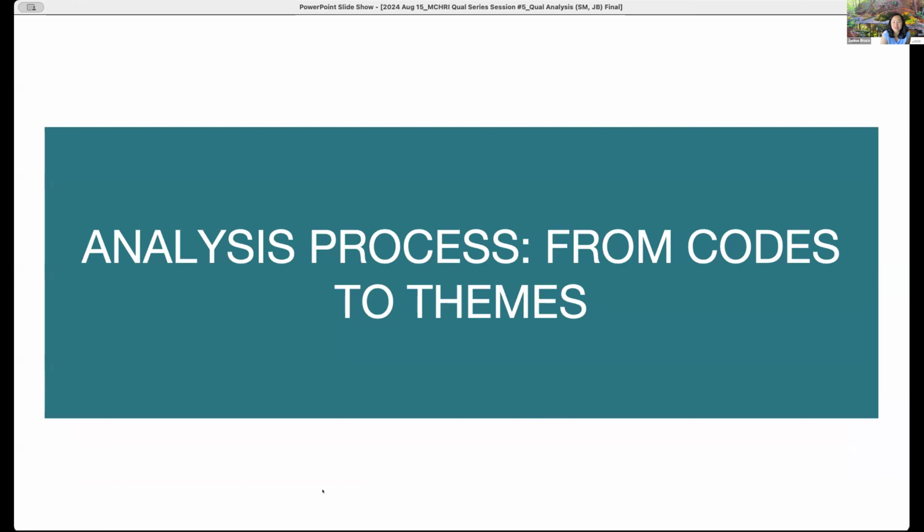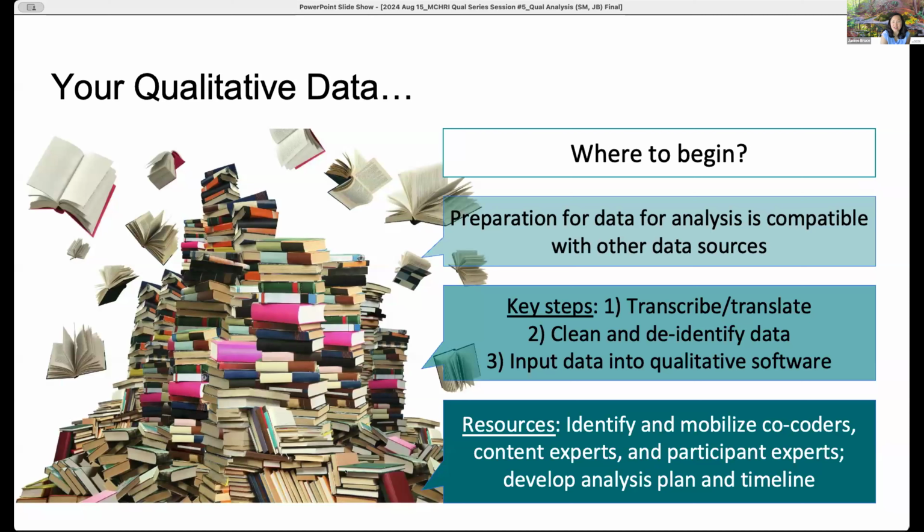I will jump into talking a little bit more about the process from codes to themes, getting into a few more details. This is something that we hear very commonly from students and collaborators that we work with: they feel overwhelmed with the amount of data after data collection. And so there's the feeling of where to begin. There are a lot of key things that you have to do just to prepare for the analysis process.